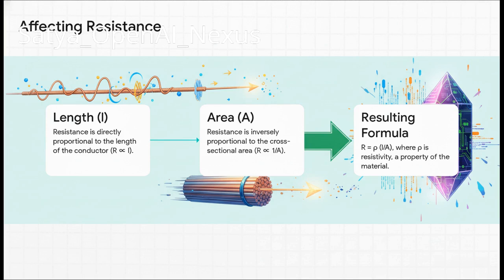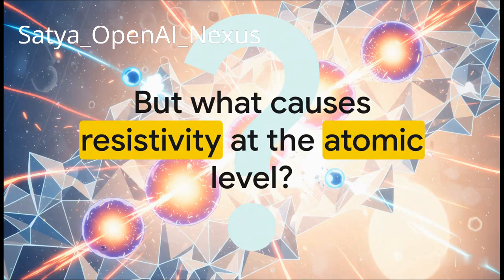Now this is the special property of the material itself. Copper has a crazy low resistivity, which is why we love it for wires, while rubber has an insanely high resistivity, which makes it a perfect insulator. So to really, truly get a handle on resistance, we need to zoom in, way in. What's actually happening to the individual electrons inside that wire? Why are they facing any opposition at all?